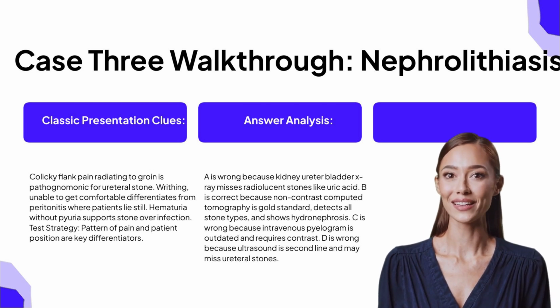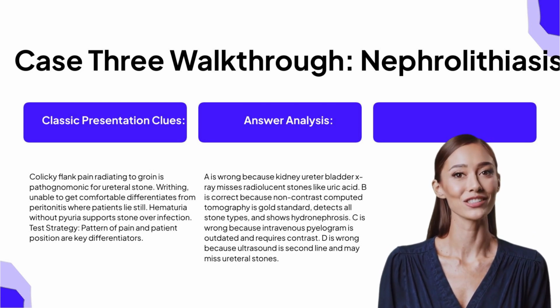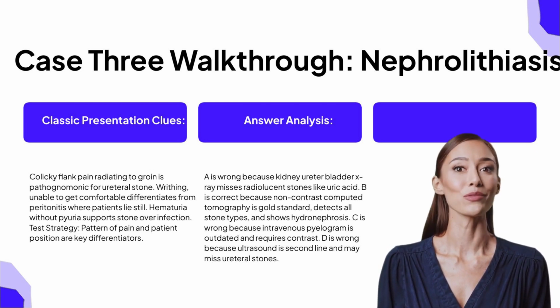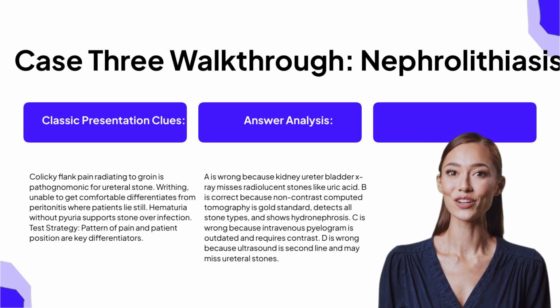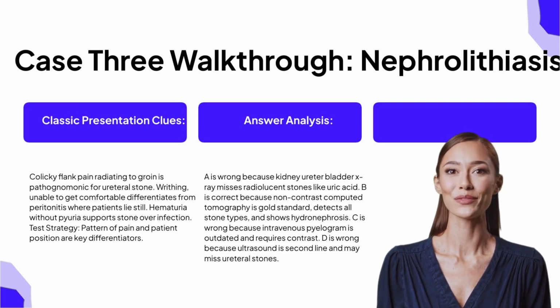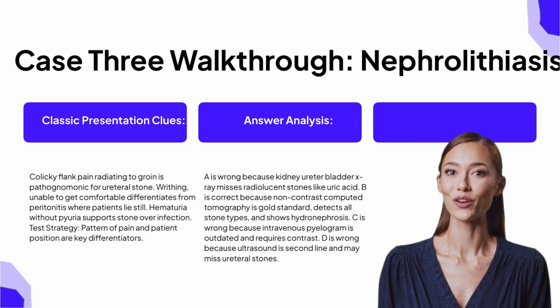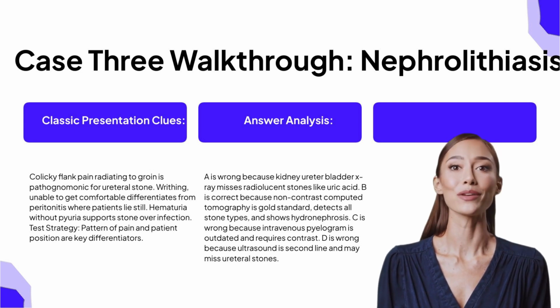Answer analysis. KUB X-ray misses radiolucent stones like uric acid stones. That's why A is wrong. Non-contrast CT is the gold standard because it detects all stone types and shows hydronephrosis. B is correct. IVP is outdated and requires contrast. C is wrong. Ultrasound is second line and may miss ureteral stones. D is wrong. The correct answer is B, non-contrast CT of abdomen and pelvis.